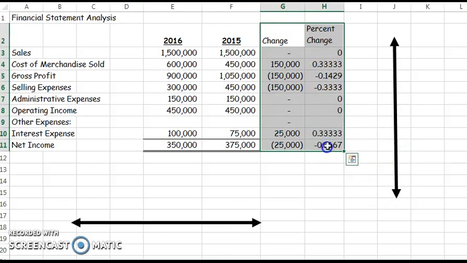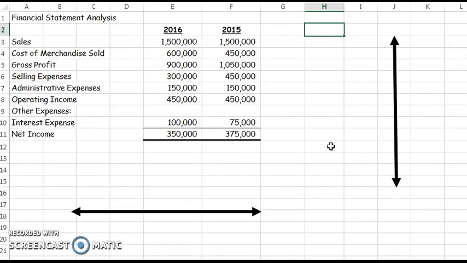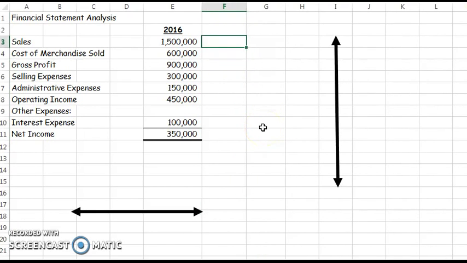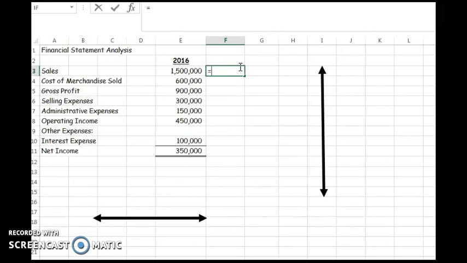So I'm going to actually get rid of this right now, and I'm going to do a vertical analysis. Vertical is comparing items up and down. So in a vertical analysis for an income statement, we're going to compare everything to net sales. And I'm only going to do 1 year, so I'm just going to look at 2016 here. I'm going to look at everything as a percentage of sales. So as a percentage of sales, sales itself has to be 100%. So I say 1,000,005 divided by 1,000,005 and I get 100%.